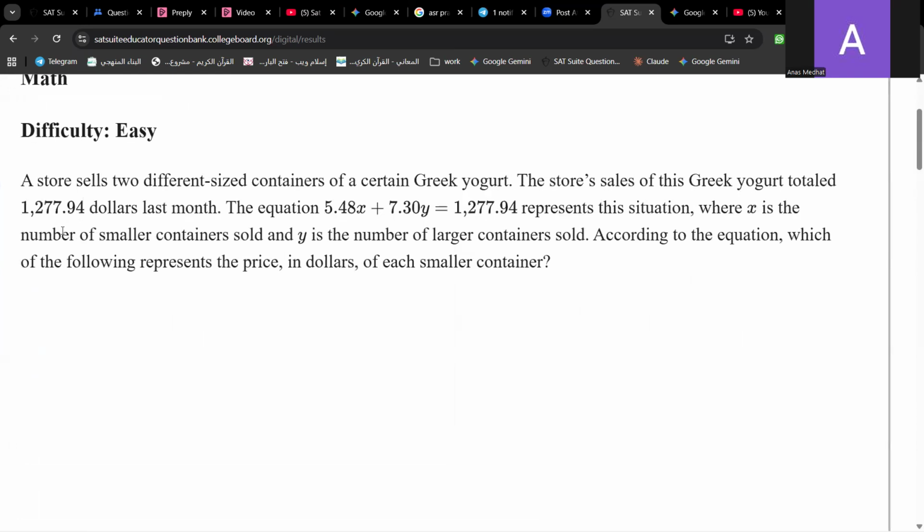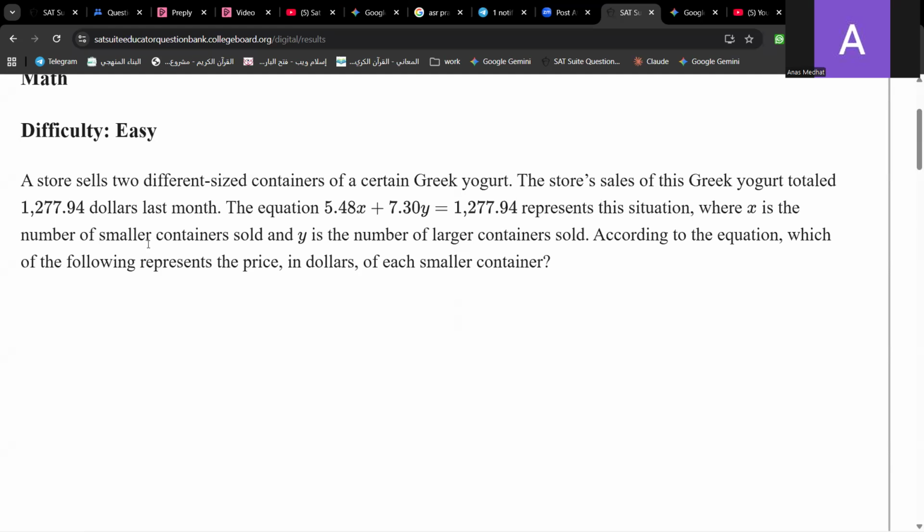A store sells two different sized containers of a certain Greek yogurt. The store's sales of this Greek yogurt totaled $1,277 last month. This equation represents this situation where X is the number of smaller containers and Y is the number of larger containers. According to the equation, which of the following represents the price in dollars of each smaller container? All you have to do is understand.